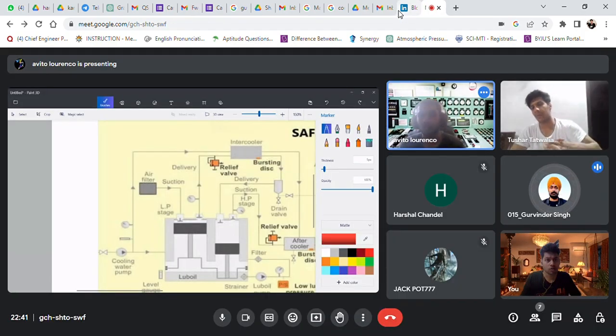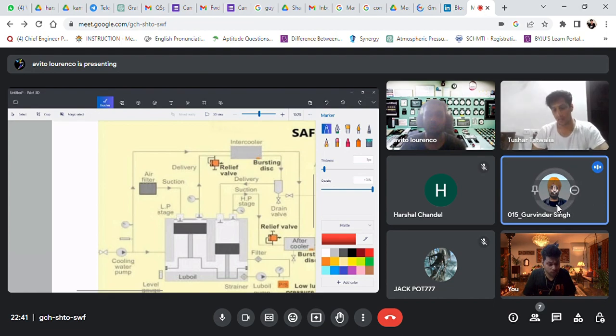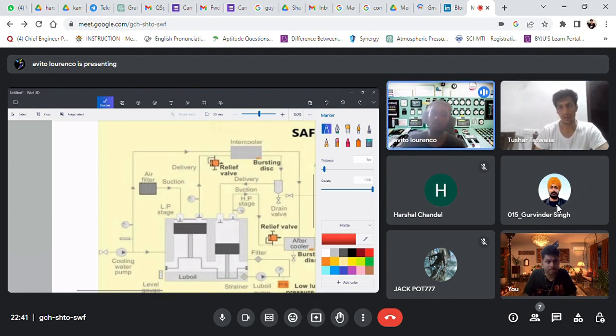No, zero will not happen. It will just reduce the pressure much below the previous working pressure, much more compared to the relief valve. So let's say the relief valve, as you said, went to 8. This might come down to 5.